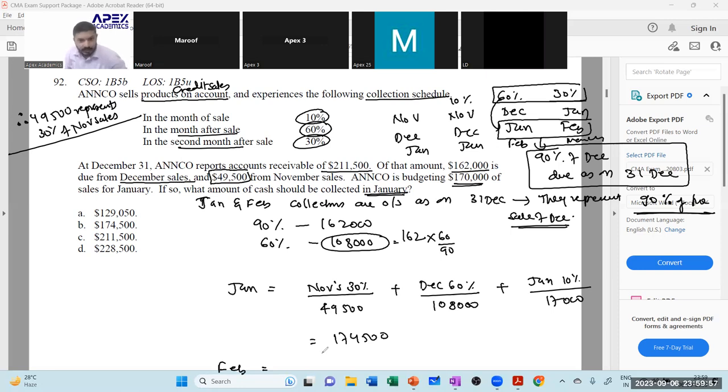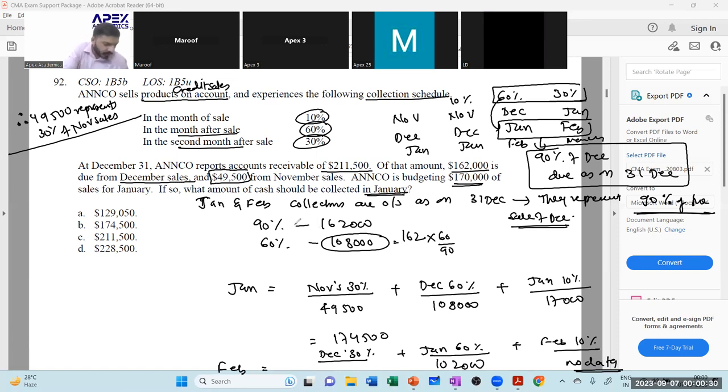What will you collect in February? You will collect in February December's 30%, January's 60%, and February's 10%. Is there any data given? No data for this. But 17 5s are 85, 17 6s are 102. 1,02,000. And December's 30%. See, if 90% is 162, how much is 30%? So 162 multiplied by 30 divided by 90. Your answer is 54,000.